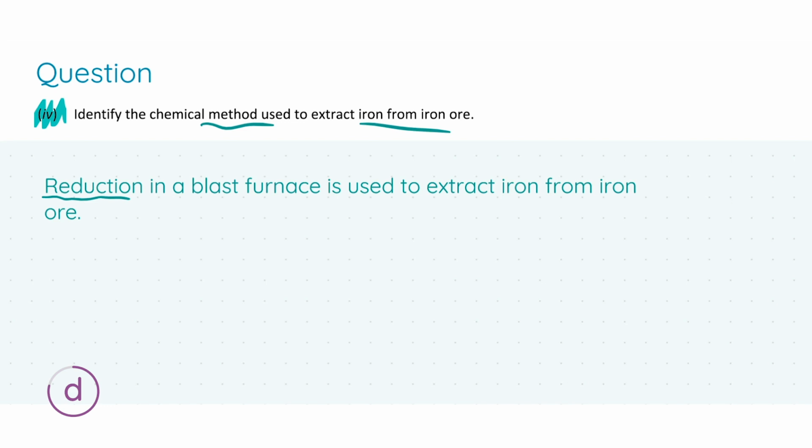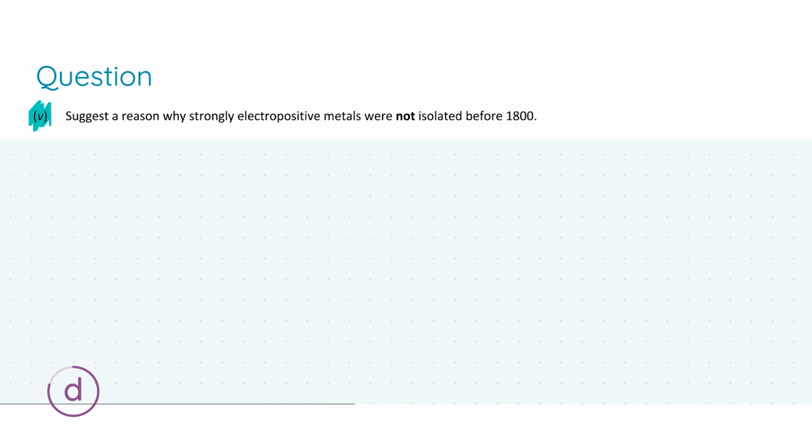Because this was a nice, short and simple question, there were only 3 marks going, and those 3 marks were given to getting the buzzword reduction in this question. In part 5, we were asked to suggest a reason why strongly electropositive materials were not isolated before 1800.